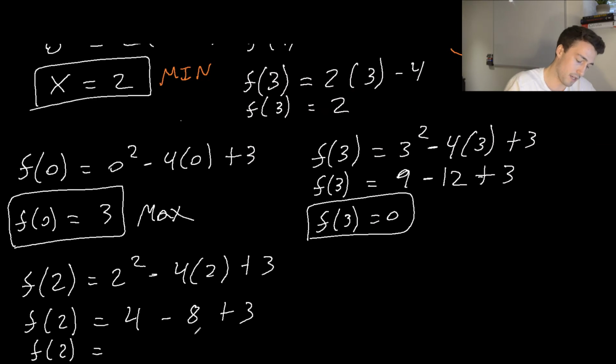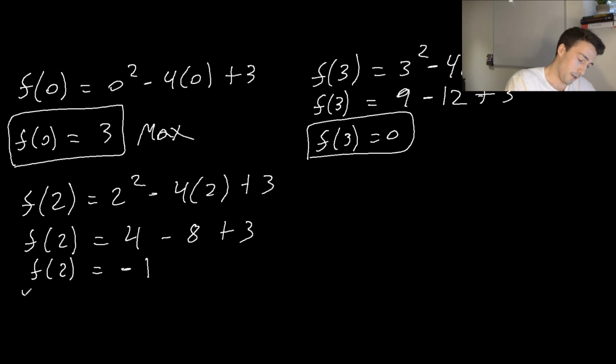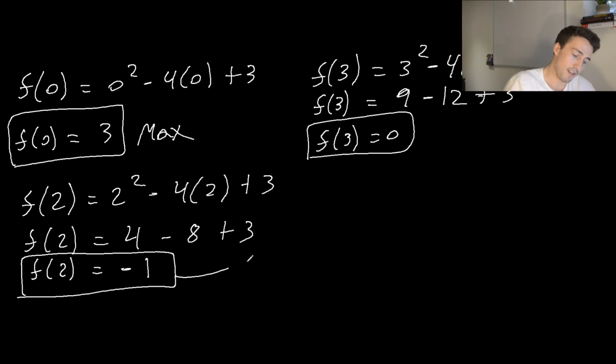F of 2 is going to be negative 4 plus 3. It's going to be negative 1. So that value here is clearly our minimum because it's lower than our endpoints. Our endpoints had a max, but they didn't have a min. And that would be problem number A.